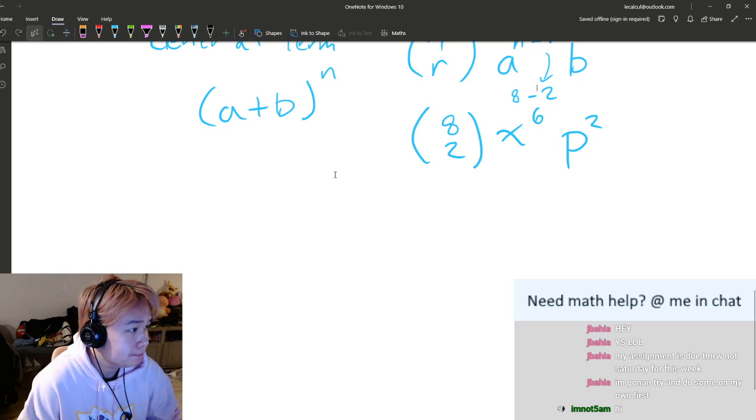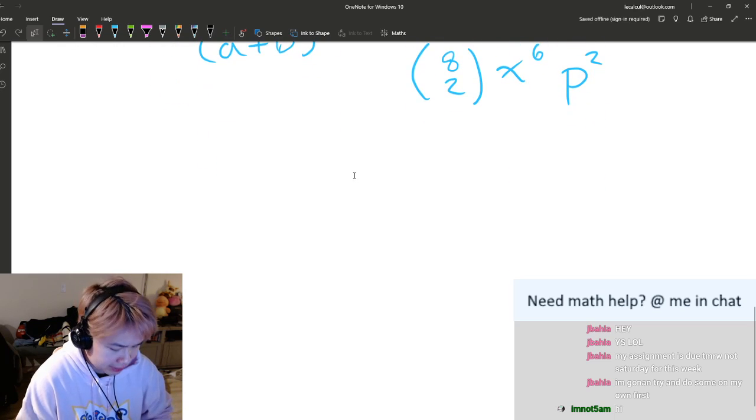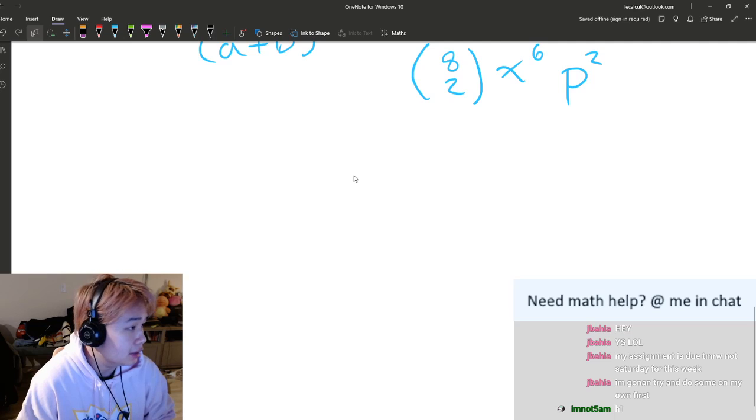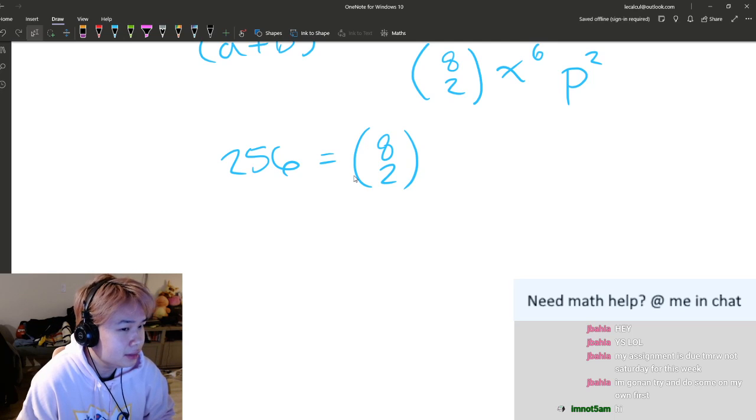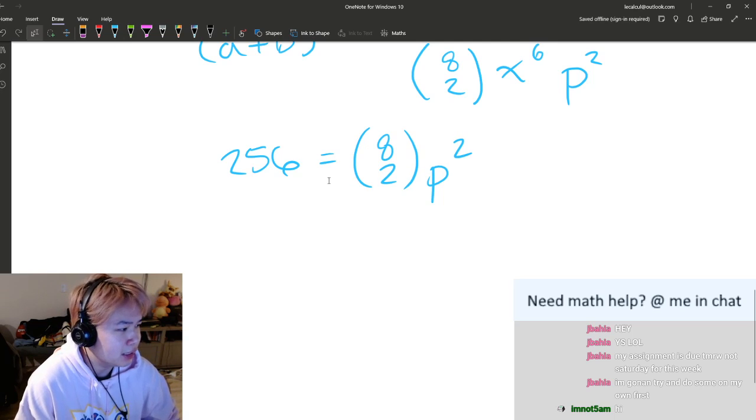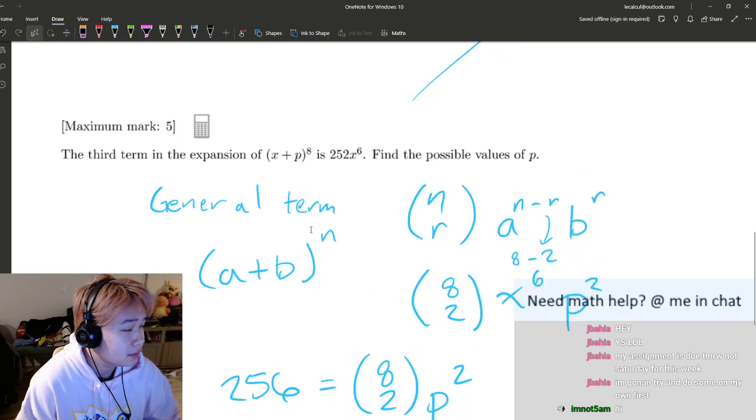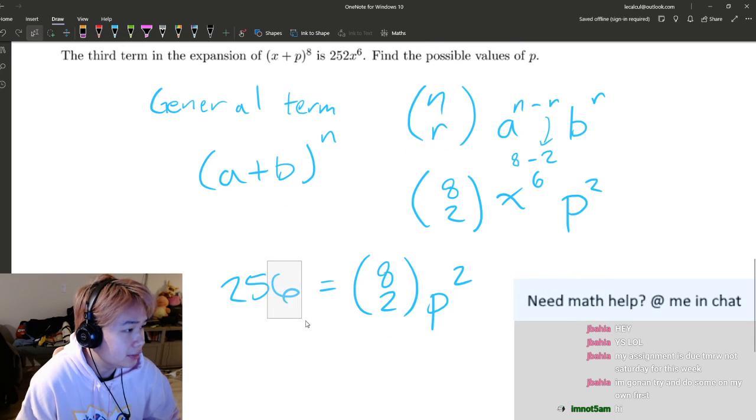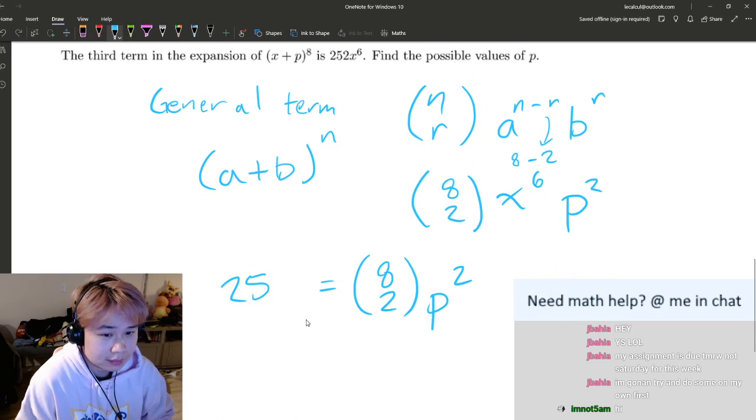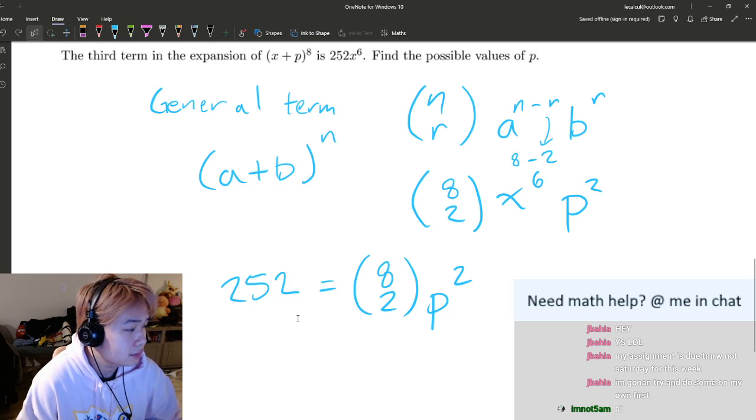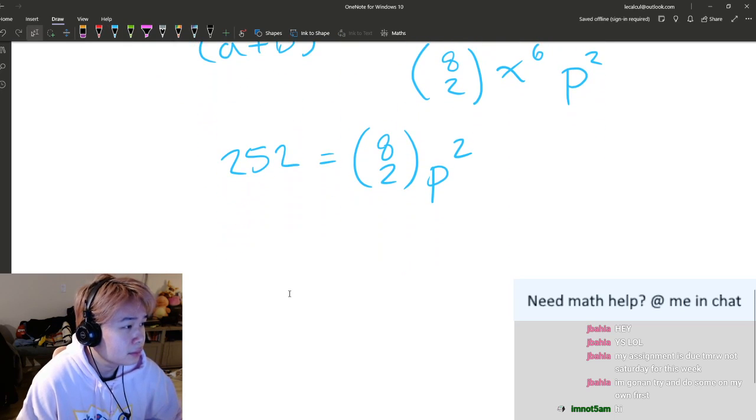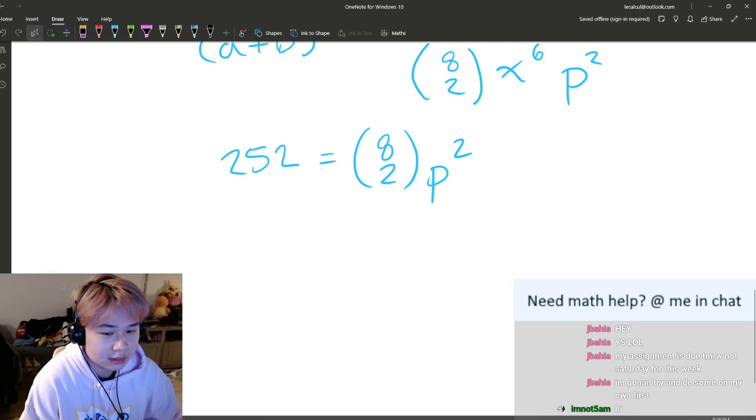Okay. So if I'm just comparing the coefficients, right? I need 252 to be nC2 times p squared. Okay, and then we can just use a calculator to figure this out.